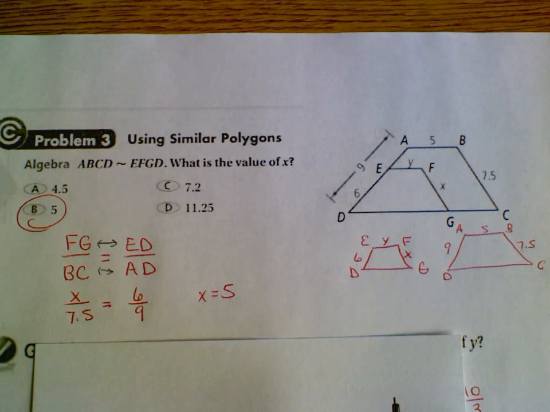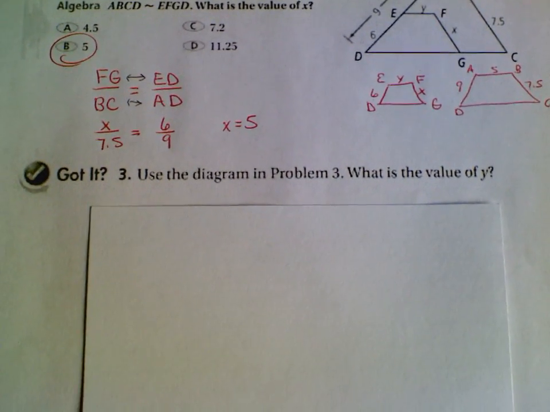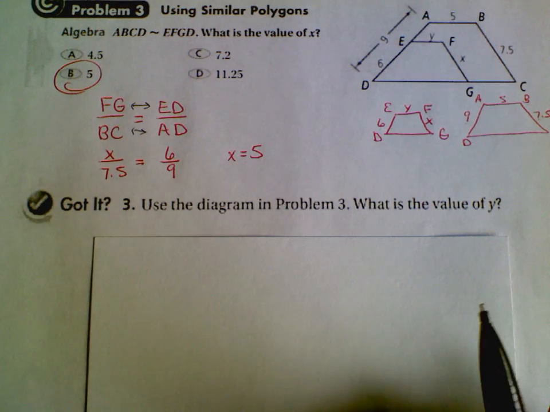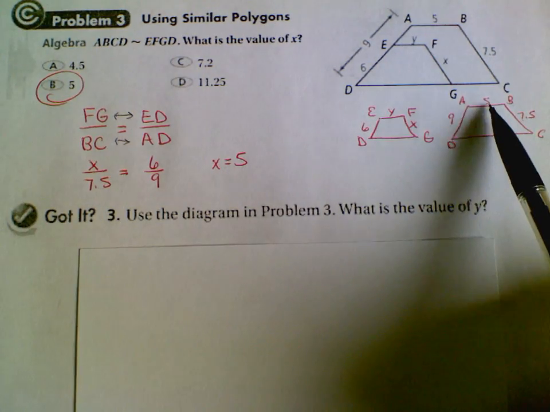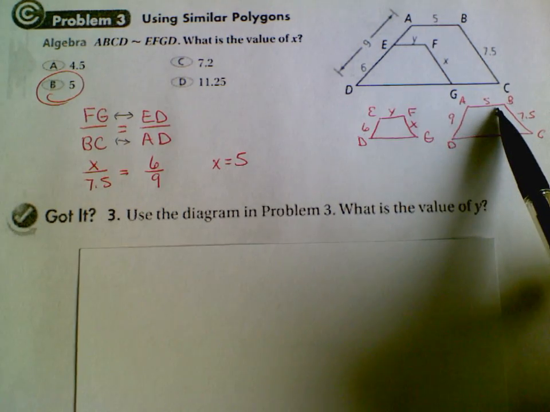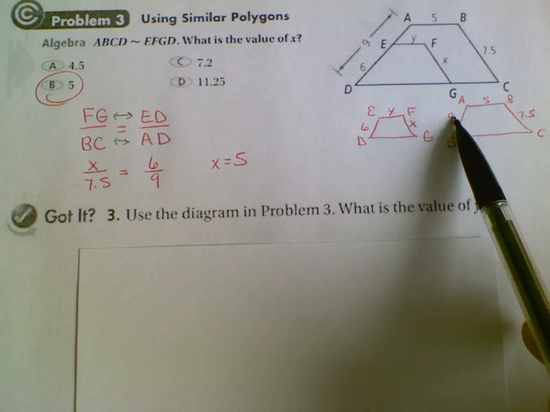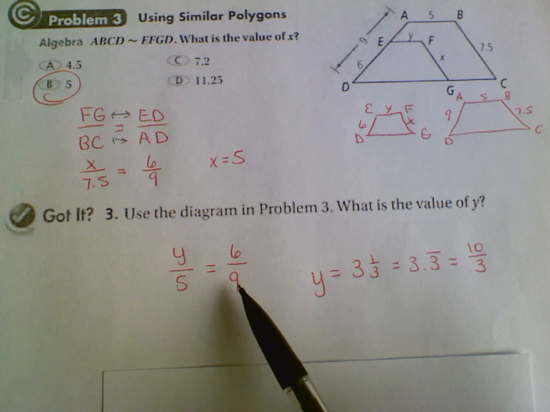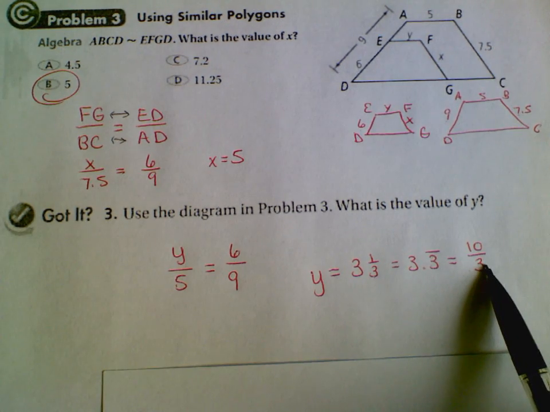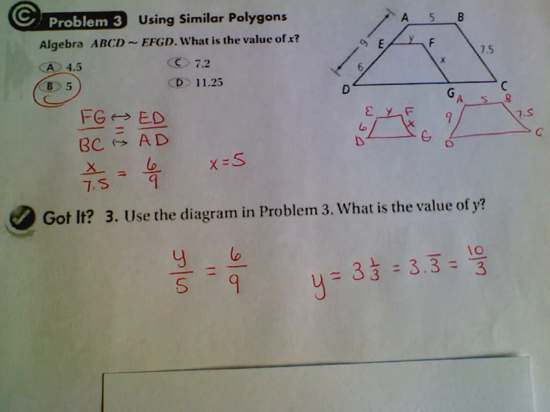Okay, so pause the video and see if you can do the gotta question. So the gotta question is where you need to find what the value is for y. So I would find where y is, find my corresponding side. So I would do y is to 5, and then I already used the previous one, so I would use it again as 6 is to 9. So I would set up that proportion, and then I would solve it. 6 times 5 divided by 9. So depending on how you wrote it would depend on your answer. So 10 thirds, 3 1/3, or 3.3 repeating.